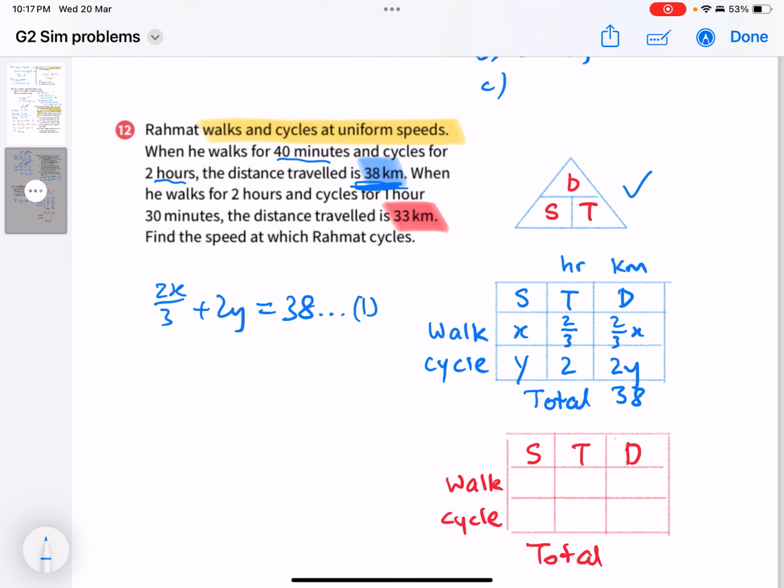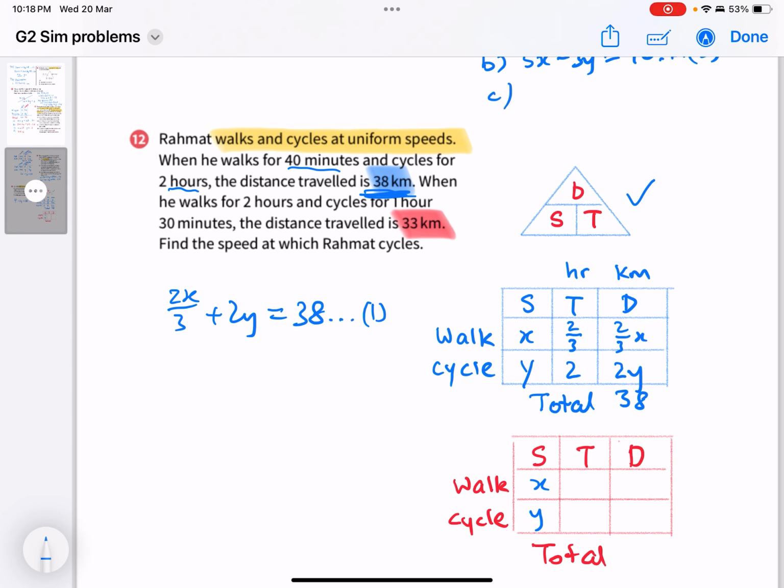Now let us take a look at the second case. Speed again is x and y, and the time is different. He walks for 2 hours now and cycles for 1 hour. So his walking distance will be speed times time, and the cycling distance, speed times time, will give us y. And the total distance this time is 33. So that gives us the second equation, 2x plus y equals 33.